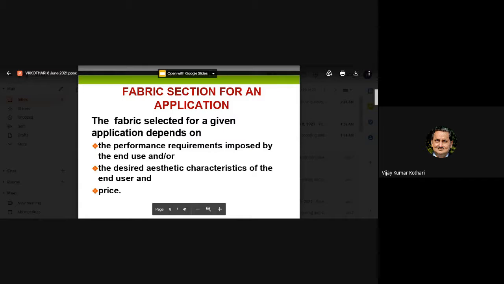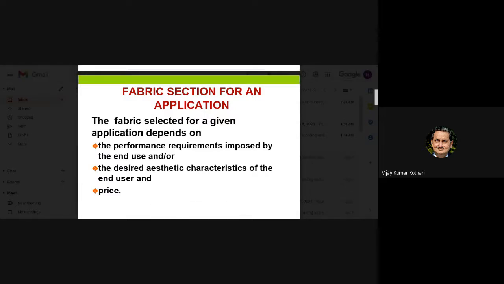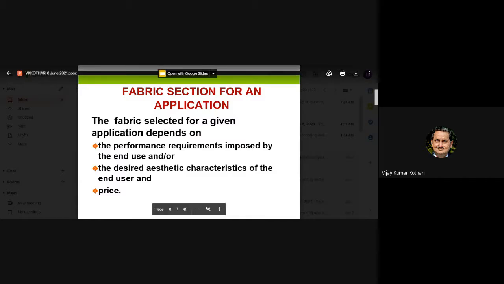Go ahead. The fabric selection for a given end-use application depends on the performance requirements imposed by the end-use. Secondly, it depends on the desired aesthetic characteristics of the end user, and also obviously it depends on the price of the final product. So the price performance ratio has to be in favor of selecting a particular fabric. What we are going to be talking about is how the performance requirements are fulfilled by different structures, how the aesthetic characteristics are satisfied, and how these could be incorporated to give you the structure which is most beneficial for a particular application.